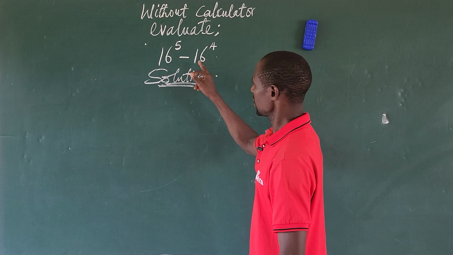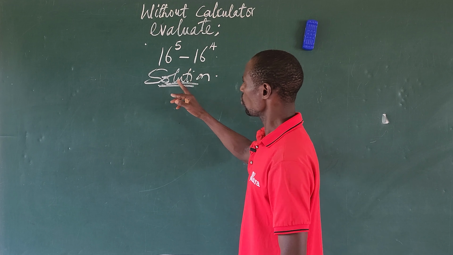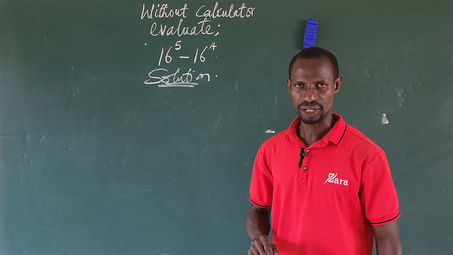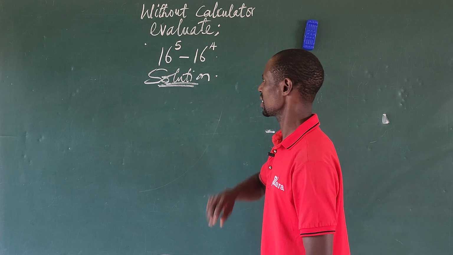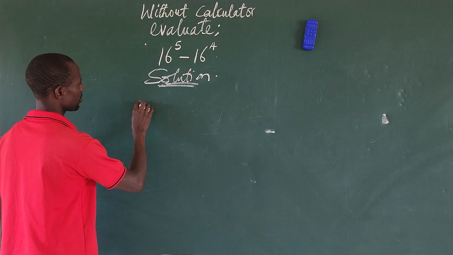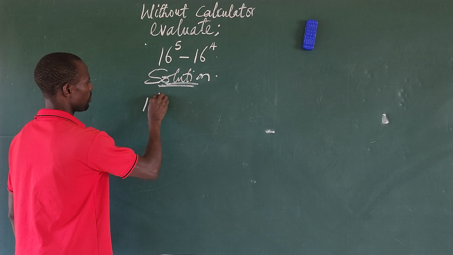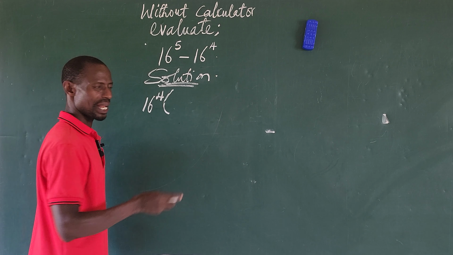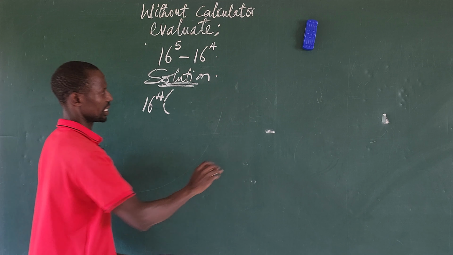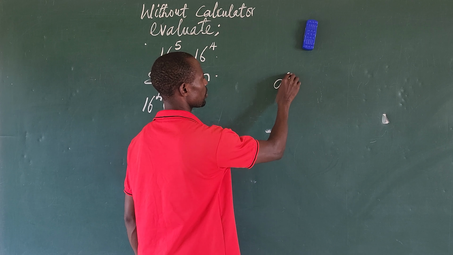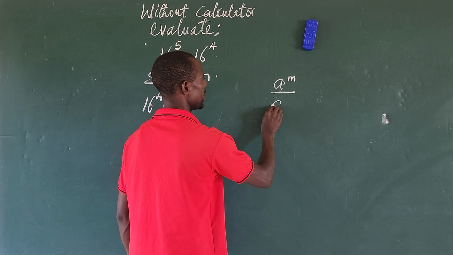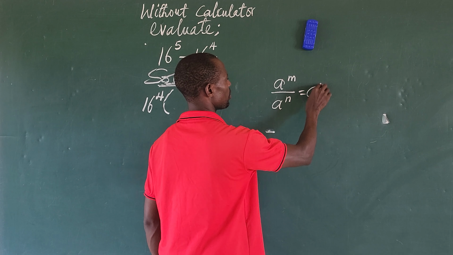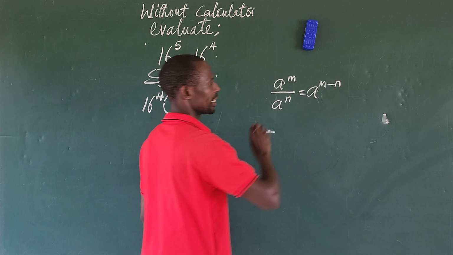Now, look at this. 16 to the power of 4 could be factorized from 16 to the power of 5. So let's go ahead and factorize 16 to the power of 4 from here. So this is going to give us our 16 to the power of 4. If we use this to divide this, then applying the law of indices, we say that if you have a to the power of m all over a to the power of n, this is equal to a to the power of m minus n, right?